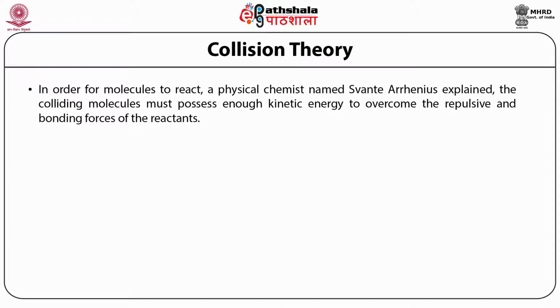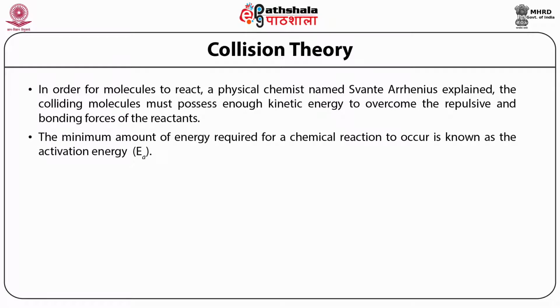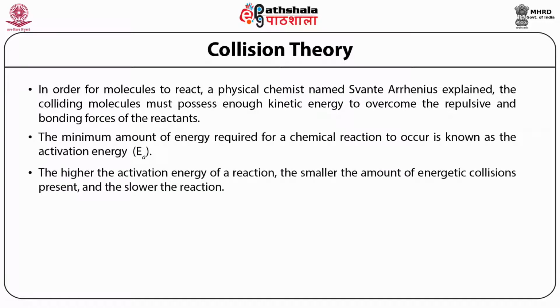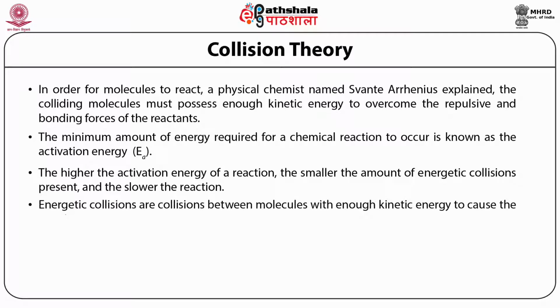In order for a molecule to react, Arrhenius explained that the colliding molecules must have enough kinetic energy to overcome the repulsive and bonding forces of the reactant, and this minimum amount of energy that is required for a chemical reaction to occur is known as activation energy. The higher the activation energy of a reactant, the smaller the number of energetic collisions, and therefore the slower the reaction. Energetic collisions are the collisions between molecules which have enough kinetic energy to cause a reactant to convert into the product.